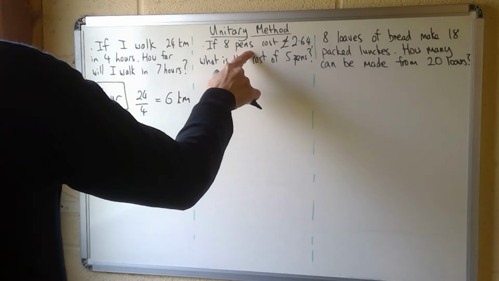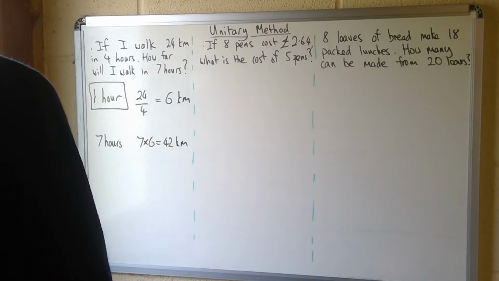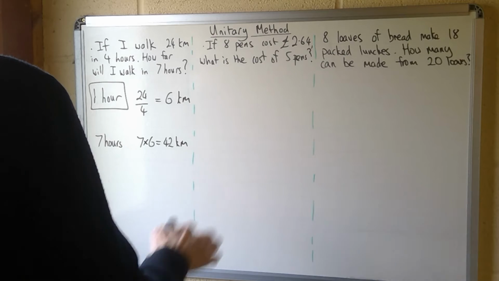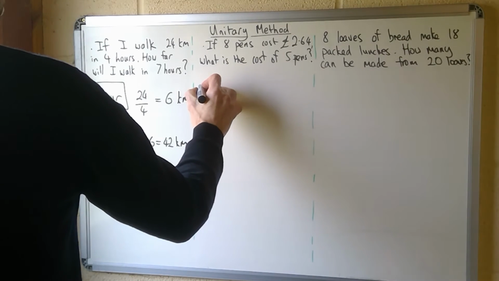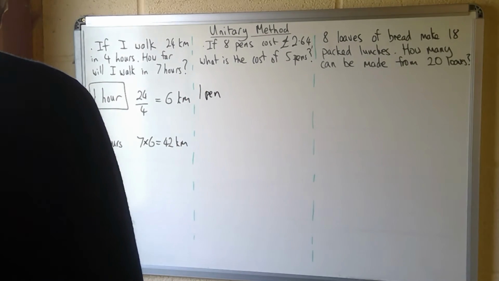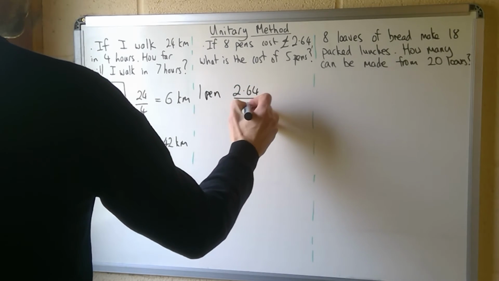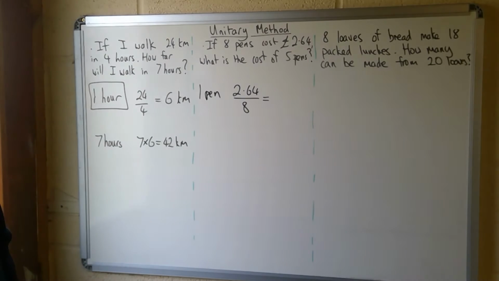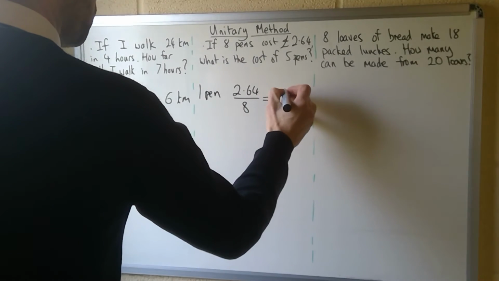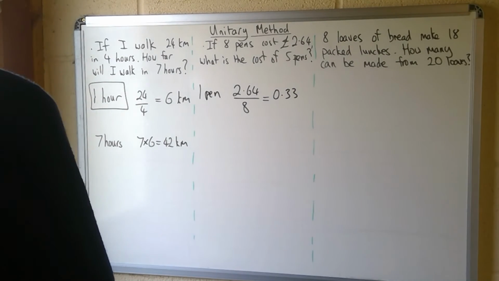So if 8 pens cost £2.64, what's the cost of 5 pens? Before we can work out what 5 pens are, it'd be really useful to know what 1 pen costs. So 1 pen is going to be £2.64 divided by 8. Now you may be able to work this out in your head, or a written method, or maybe even a calculator, and it turns out to be £0.33 or 33p.